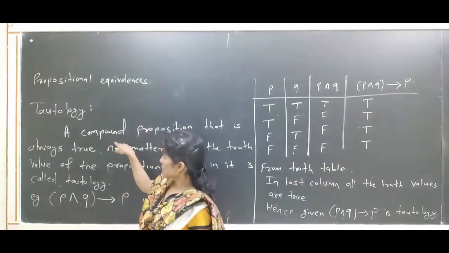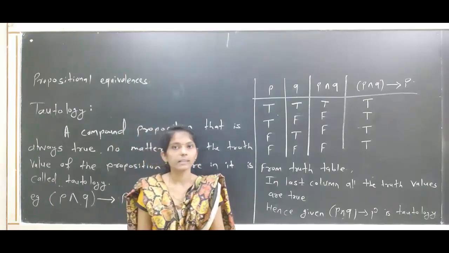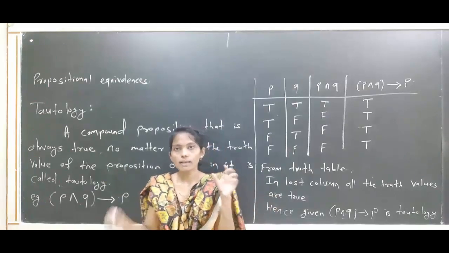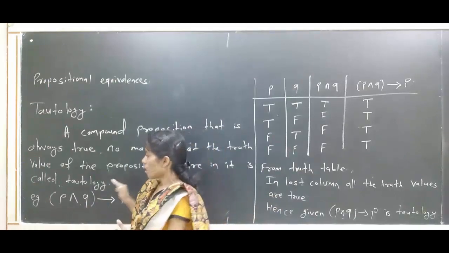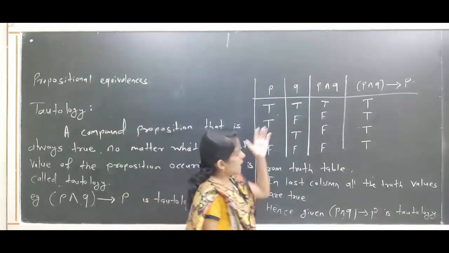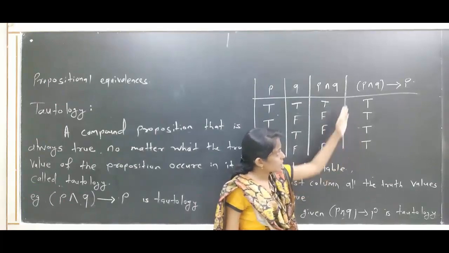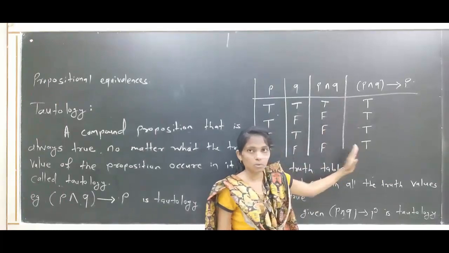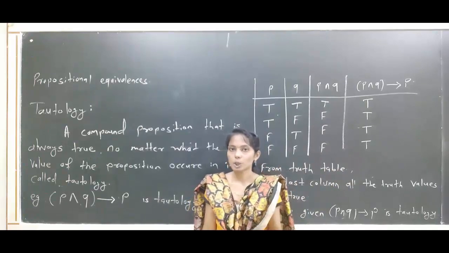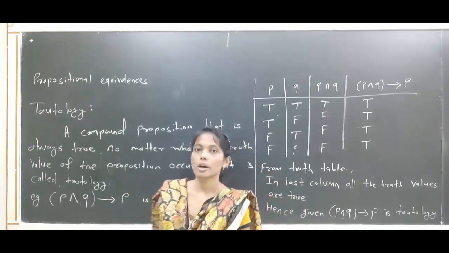Tautology is a compound proposition that is always true. First of all, construct the truth table of the given compound proposition. Then observe the last column of this table. If in the last column all the truth values are true, then we say that the given compound proposition is a tautology. Now next, contradiction.